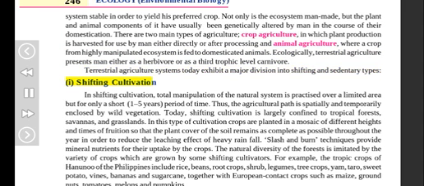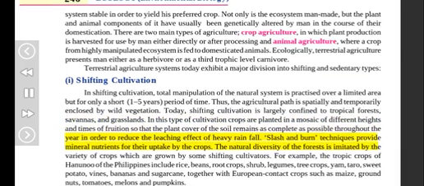Shifting cultivation. In shifting cultivation, total manipulation of the natural system is practiced over a limited area but for only a short, 1 to 5 year period of time. Thus, the agricultural plot is spatially and temporally enclosed by wild vegetation. Today, shifting cultivation is largely confined to tropical forests, savannas, and grasslands. In this type of cultivation, crops are planted in a mosaic of different heights and times of fruition so that the plant cover of the soil remains as complete as possible throughout the year in order to reduce the leaching effect of heavy rainfall. Slash and burn techniques provide mineral nutrients for uptake by the crops.